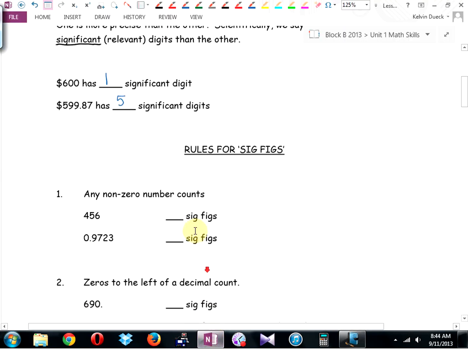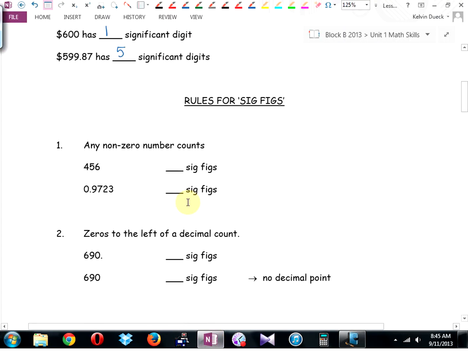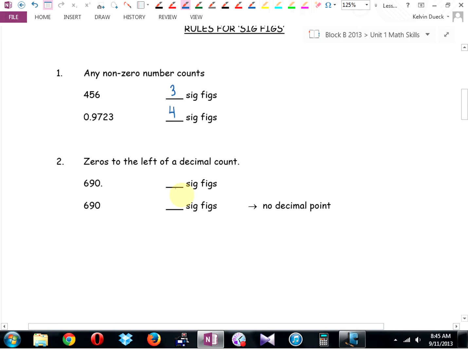Pick your pencils up. So the rules are, any non-zero digit counts as significant, as important. In other words, if it's a non-zero digit, what we're really saying is we're assuming that whatever scientist gave me that number measured that number and wasn't rounding off. So how many sig figs? 3. How many sig figs? 4. Okay. Zeros to the left of a decimal count. Say what? I want to do the second one, the 690 with no decimal point. How many sig figs? 2.